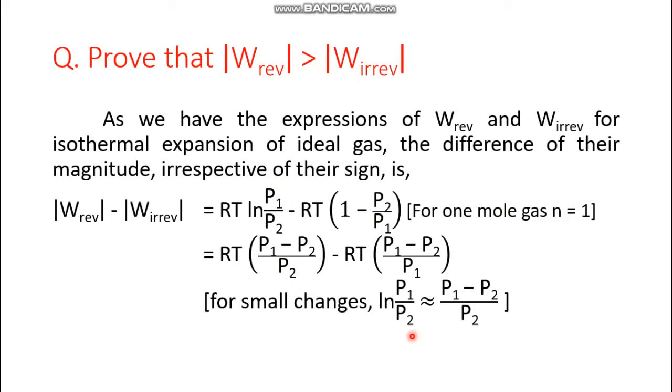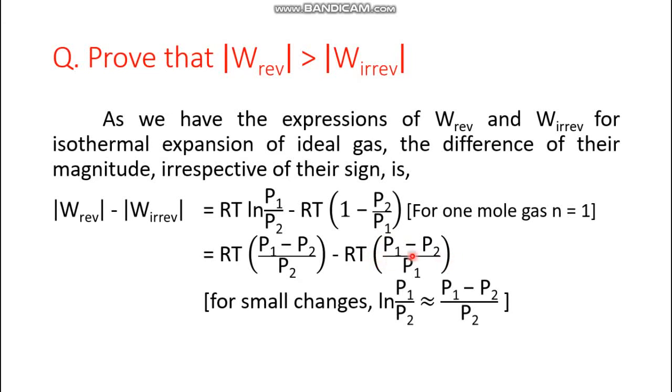Okay. Now for small changes, if there is not so much difference between P1 and P2, then you can approximately write ln P1 by P2 as P1 minus P2 by P2. Instead of ln P1 by P2, what you can write? You can write P1 minus P2 by P2 if there is a small difference between P1 and P2, that is, the change in pressure is very small. Okay, so you can write this expression. What we have written here? Instead of ln P1 by P2, we are writing P1 minus P2 by P2.